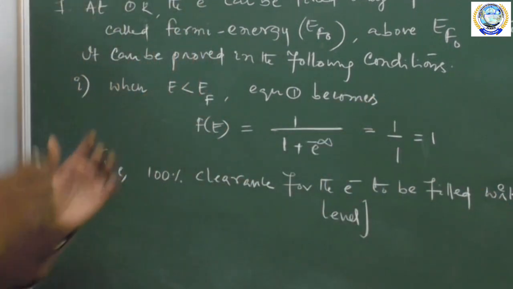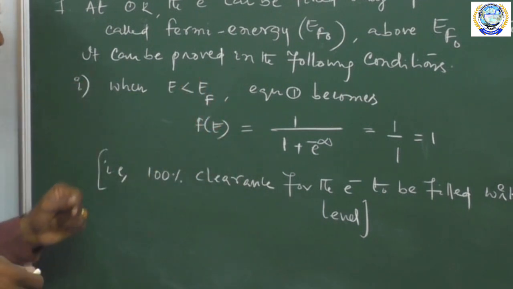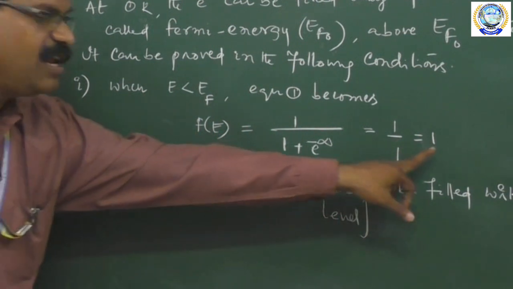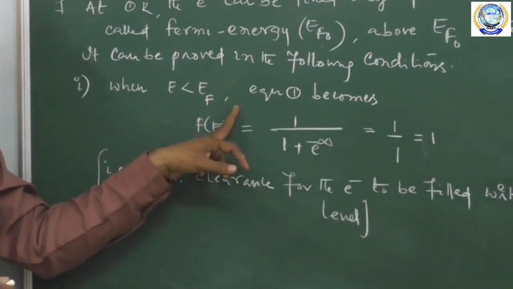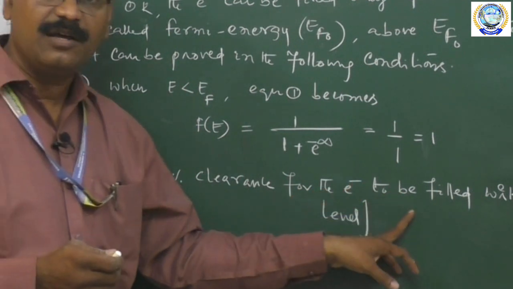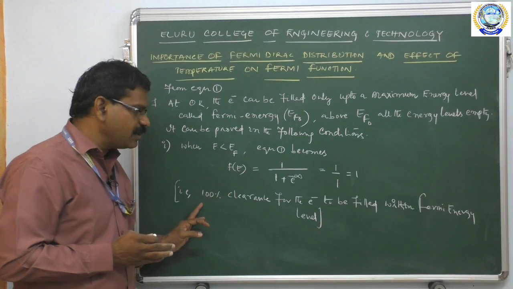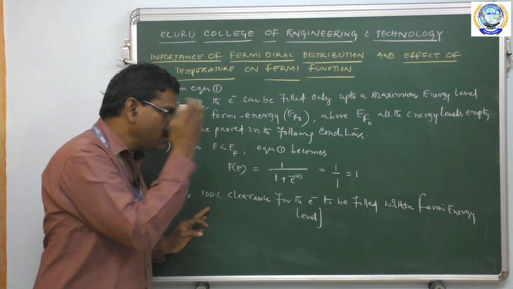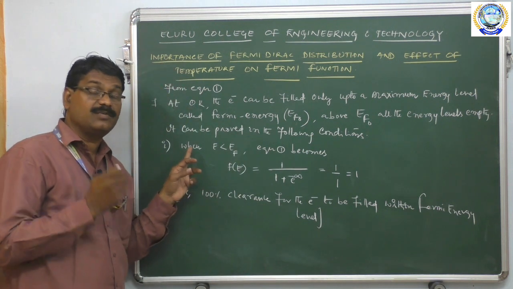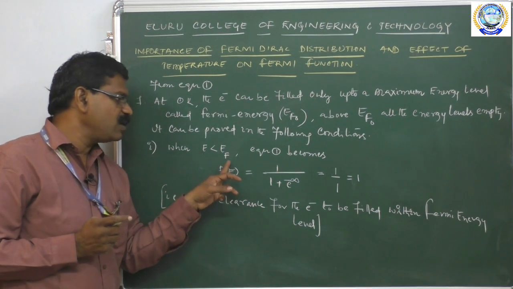What is the physical significance of this first case, E less than EF? Let me tell you. f(E) is equal to 1, provided E is less than EF. Strictly speaking, this means 100% clearance for the electrons to be filled within the Fermi energy level. So for electrons to be filled with 100% clearance, the first condition should be satisfied. What is that first condition? My energy level should always be less than the Fermi energy level.